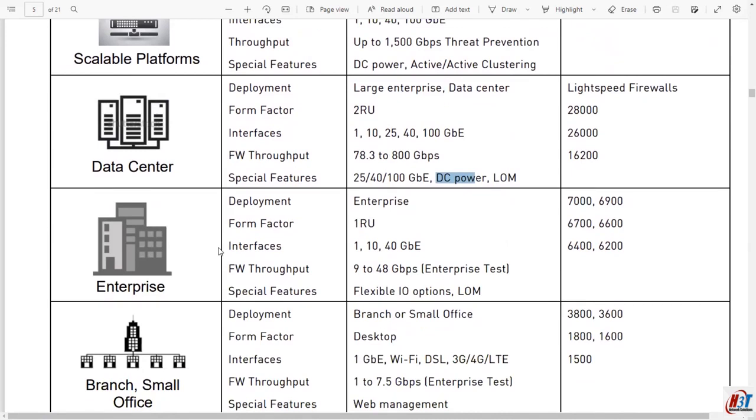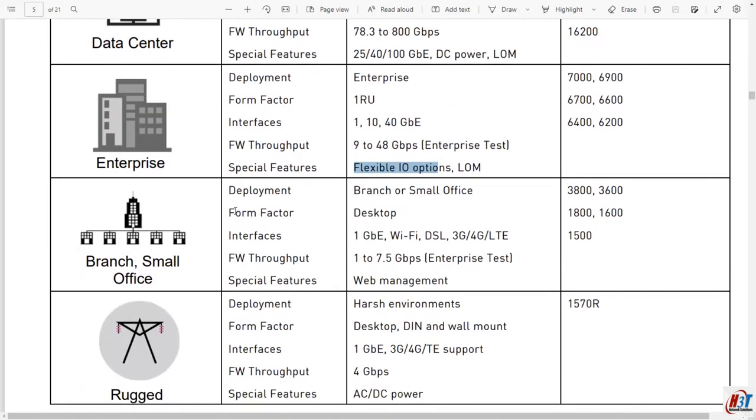Now the next deployment type that I want to talk about is the enterprise. For the enterprise, they have a solution, and the deployment solution is called enterprise. Now for the enterprises, they have a form factor of 1 rack unit, and the series that starts for the enterprise is from the 7000 series, 6900 series, 6700, 66, 64, 62. Now the interfaces that you get are 10 and 40 GB Ethernet ports, and then you have the firewall throughput that ranges from 9 to 48 Gbps. You have flexible IO options and LOM.